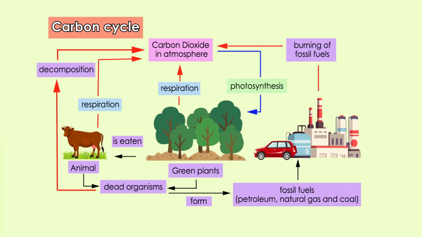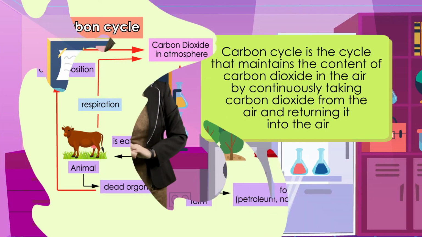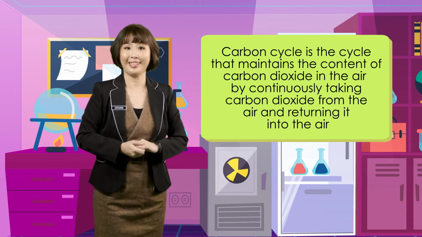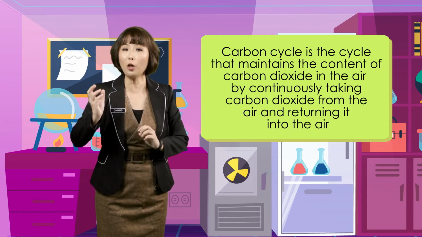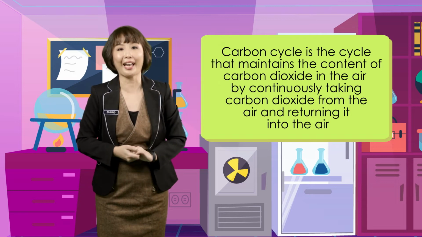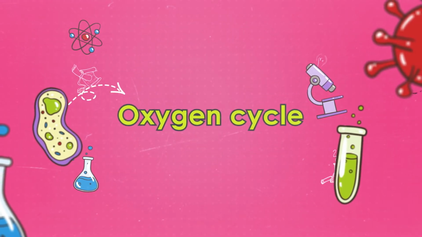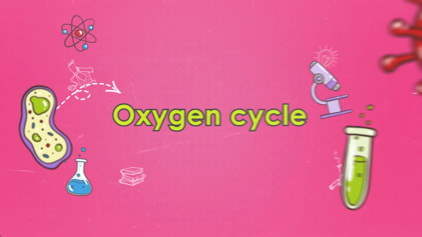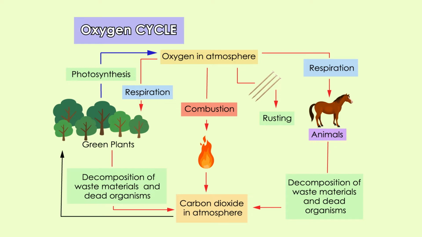This is the definition of carbon cycle. Carbon cycle is a cycle that maintains the content of carbon dioxide in the air by continuously taking carbon dioxide from the air and returning it into the air. Now, let's discuss the oxygen cycle. This is the oxygen cycle. From this diagram, you can notice that oxygen can be used for respiration, combustion, rusting, and decomposition of waste materials and dead organisms.